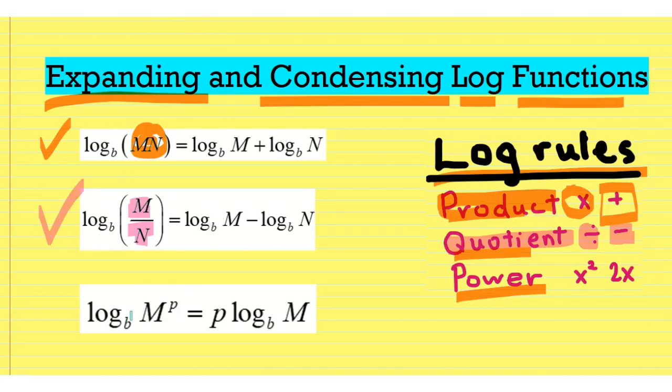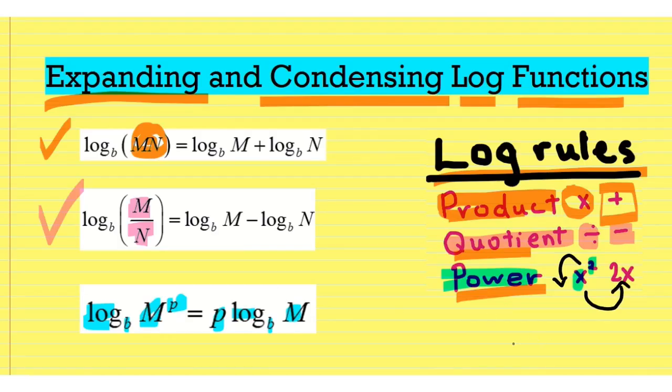And the third one says that we have log base b of m to a power p, and it says p times log base b of m. So essentially the power rule is telling us that if we have something to a power, we are allowed to actually bring that power down in front of that term. And so x squared, if that were the term, would become 2x.